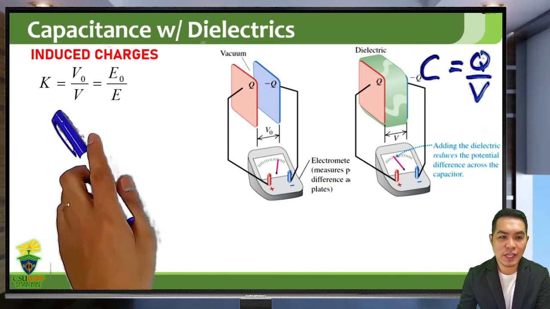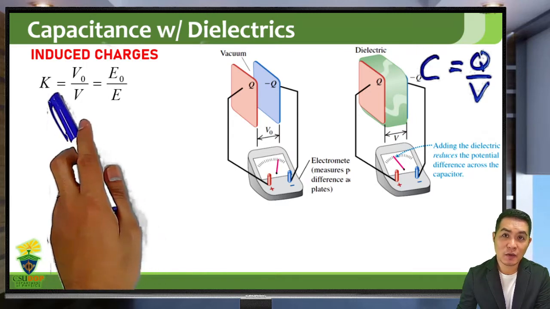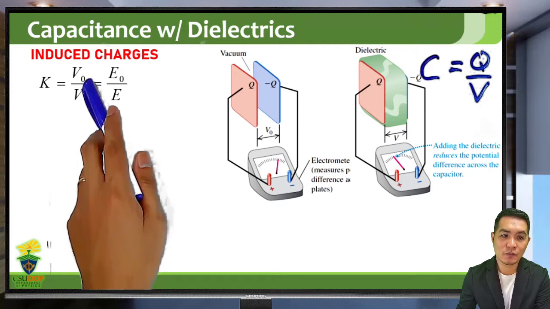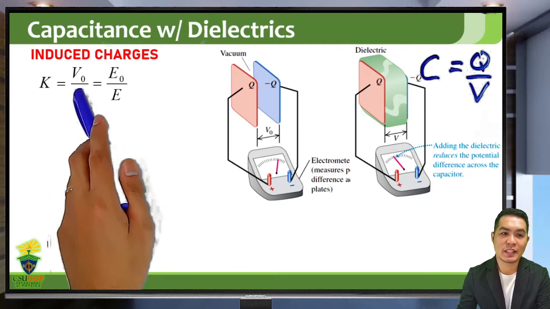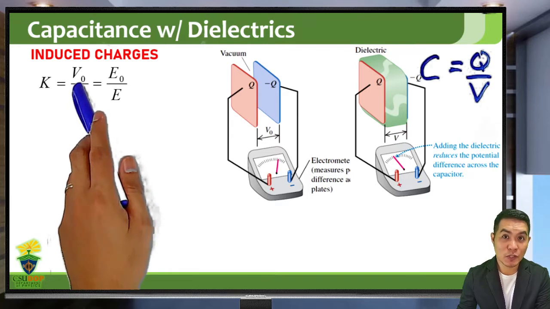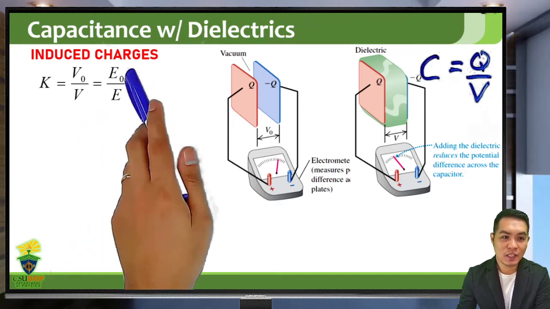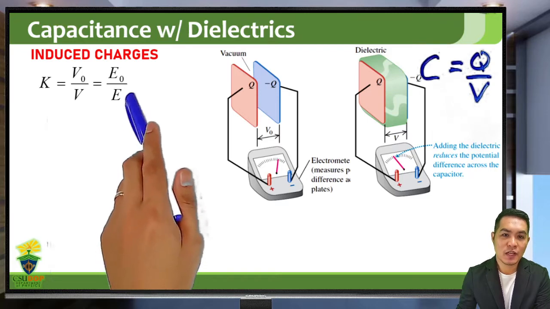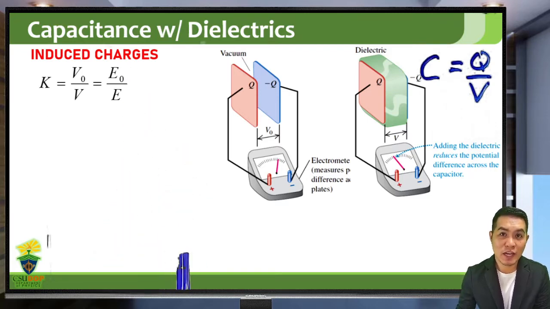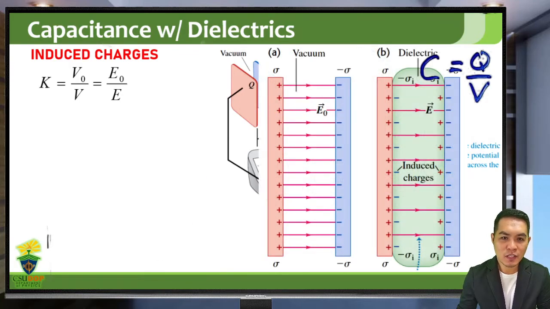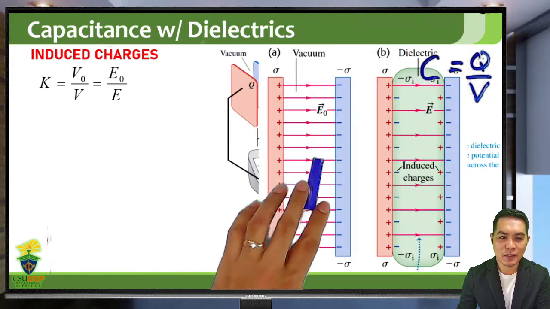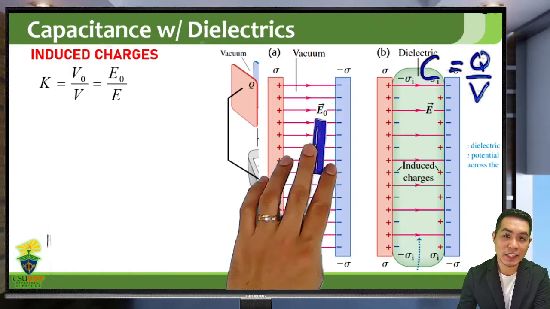We can also get the dielectric constant K as the ratio of the original voltage over the new voltage. And since the voltage is proportional to the electric field, then the ratio of the electric fields, before and after inserting the dielectric, is also equal to K. So this is what happens inside your capacitor. This is in vacuum. The electric field is E sub 0.